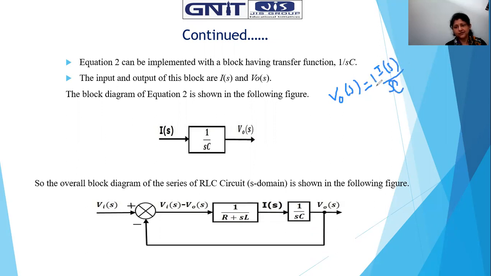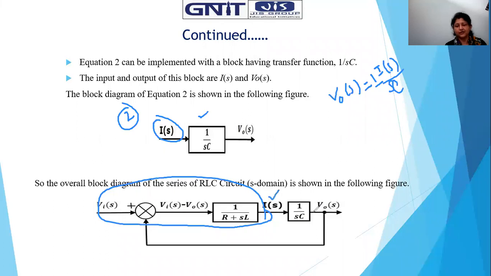So what is the transfer function? 1 by SC into IS, right? So IS is a signal and the transfer function is 1 by SC that is written in the block. So what we have here, VOS becomes 1 by SC into IS, right? So just combining these two, equation number 1 and equation number 2. So first block till that part, and second block IS we got, and second block that is VOS we got. Now, as that signal was led to VOS, right?